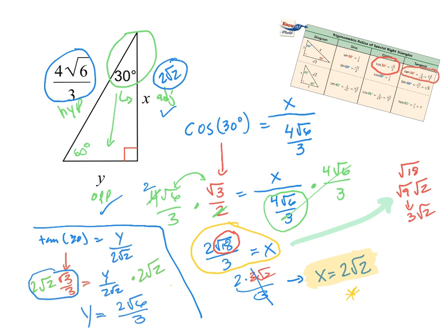You multiply the numerators. Remember, this thing's over 1, even though it's not written there. So it's just 2 square root of 6 over 3. And that is the answer in radical form for y.